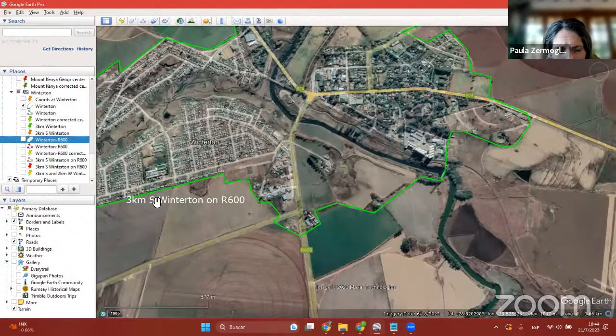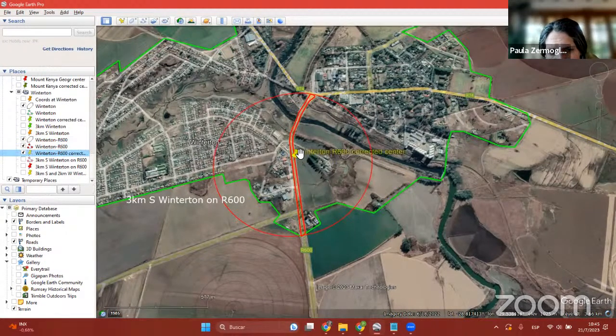So when we measure the 3 kilometers south, we could be measuring from here, from here, from here, or from the edge of the town. We don't know exactly from where those 3 kilometers are measured. So what we do is say, well, we're going to measure from the center of that piece. So that's why we draw this polygon and we find the center, and we say, well, once we have the center of that polygon, we have to start measuring the 3 kilometers south on the route from there.